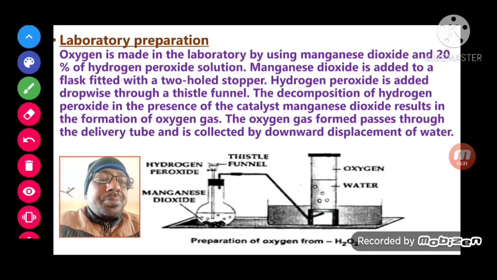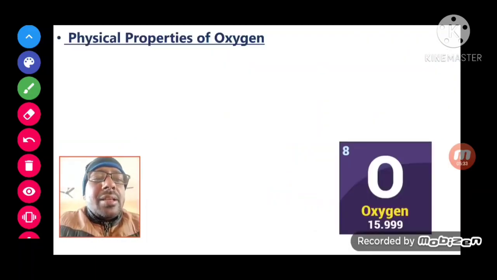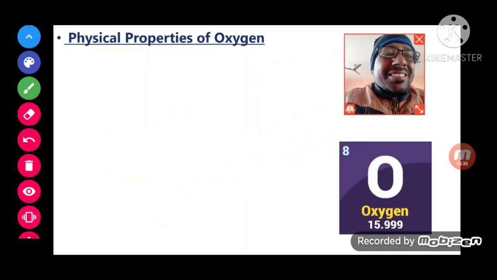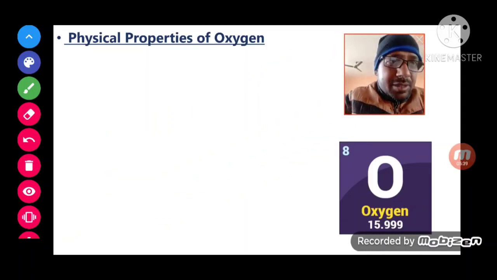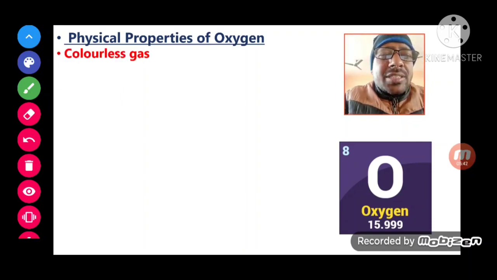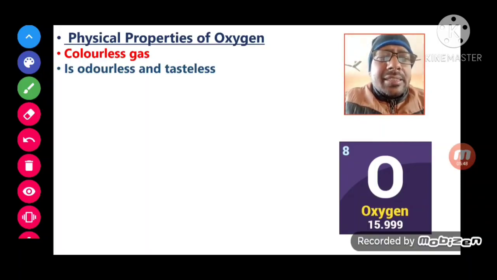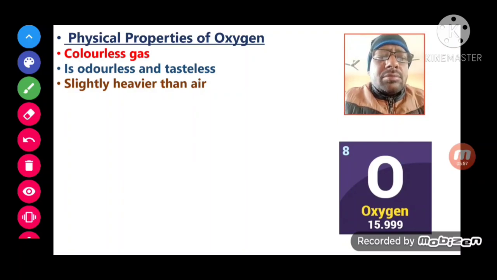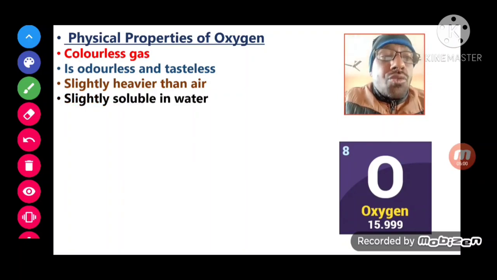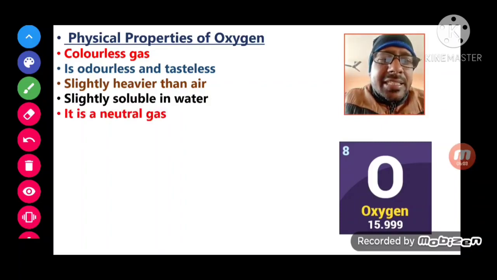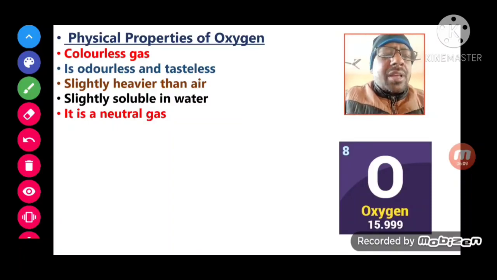Now, next one is that physical properties of oxygen. What are the physical properties of oxygen? You can see, first one is that it is colorless gas. Second one is that it is odorless and tasteless. It does not have any taste. Slightly heavier than air. Slightly soluble in water. And it is neutral gas. It is neither acidic nor basic. It is neutral gas.